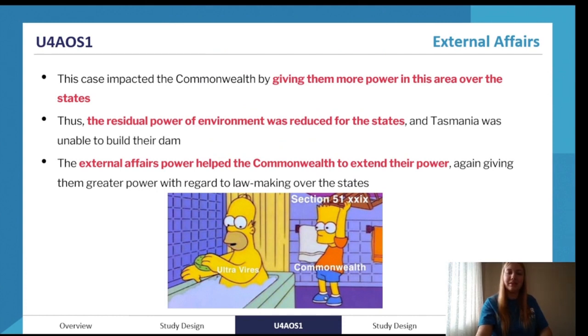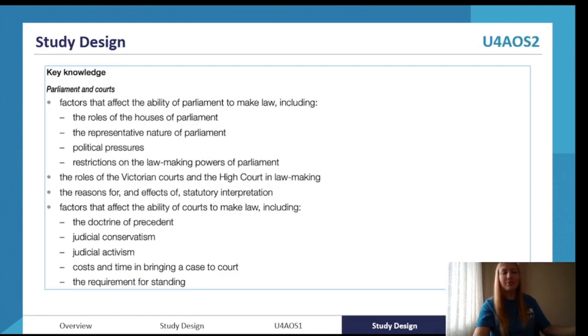And we see that there. Section 51, subsection 29, external affairs power, preventing a lot of laws from being declared ultra vires or invalid that are made by the Commonwealth because of this protection that they have.